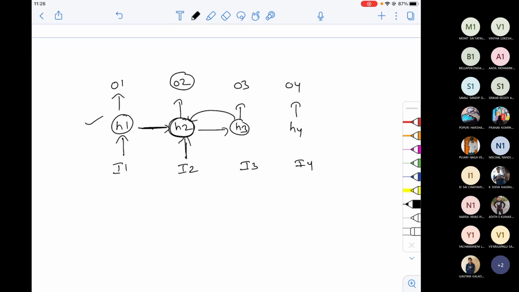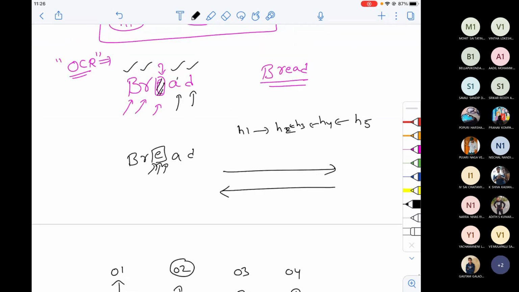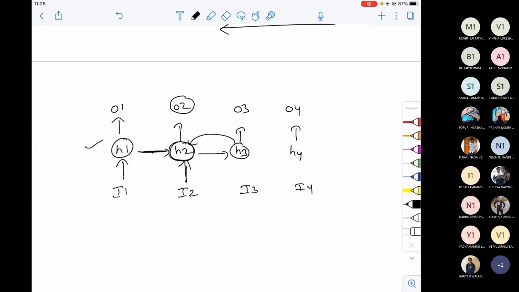But sometimes, in this case, A and D are influencing to give E perfectly. That means sometimes H4 should influence H3, H3 should influence H2, H2 should influence H1. That means bidirectional. These influences in the forward direction and the influences in the backward direction will really help to understand the entire context.